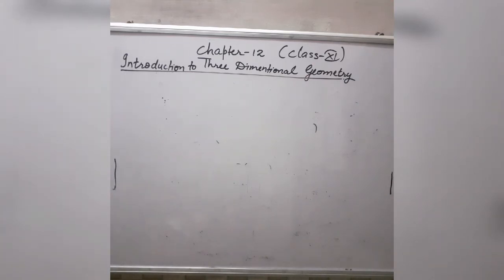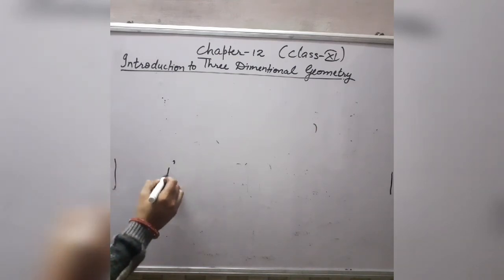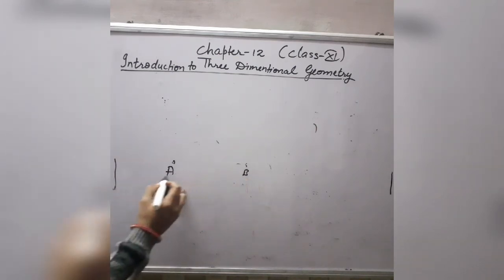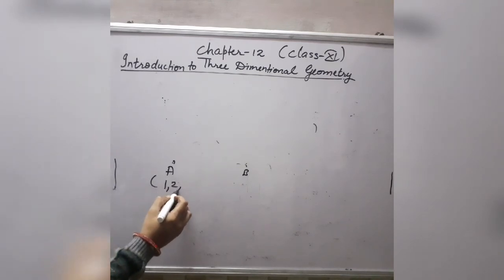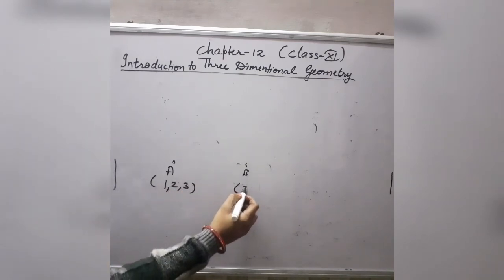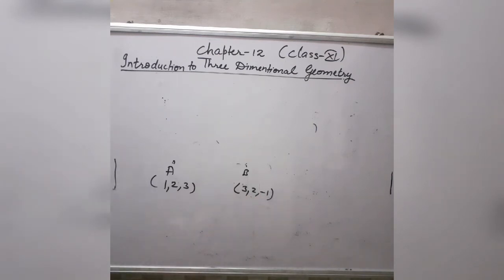Find the equation of the set of points which are equidistant from the two points given to you. Let us suppose this is point A, this is point B. Coordinates of point A are (1, 2, 3). Coordinates of point B are (3, 2, -1). Here we find the equation of the set of points which are equidistant from the given points.